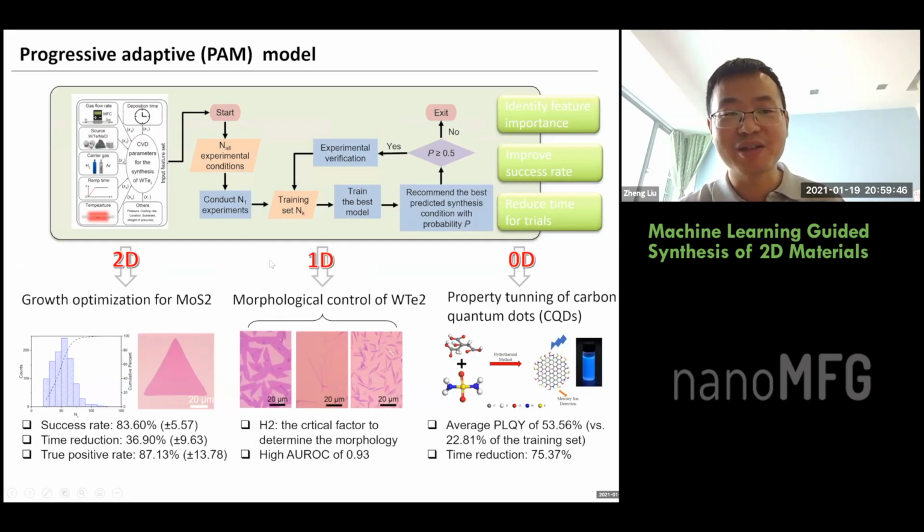Also using these models, we demonstrated the growth of tungsten dichloride. We can control the tungsten dichloride from flake 2D films to nanowire structures, as well as 0D carbon quantum dots. We can increase the quantum yield of the carbon quantum dots, as well as reduce the time for many trials.